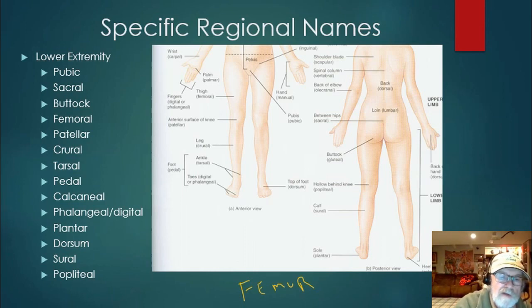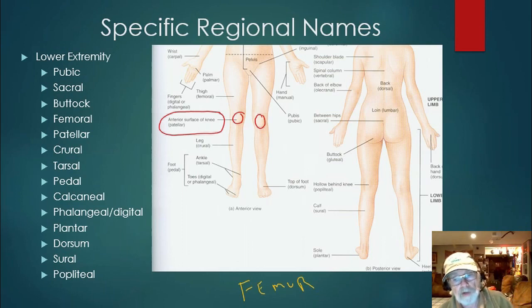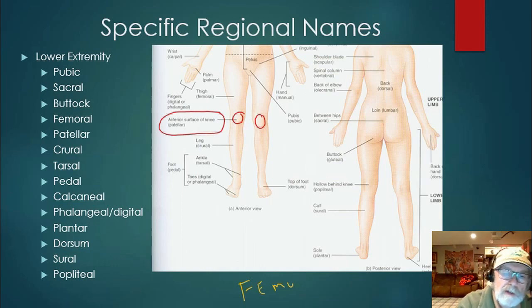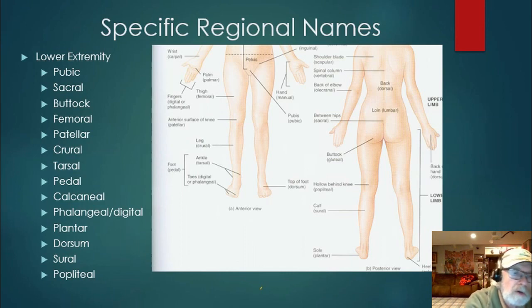So the next word we have is patellar. Patellar means the kneecap. That's the patellar region, the anterior surface of the knee. The name for the kneecap is the patella. Okay. Patella. Let's get rid of the femur and the patella and stuff like that. The next word I have down here is crural.